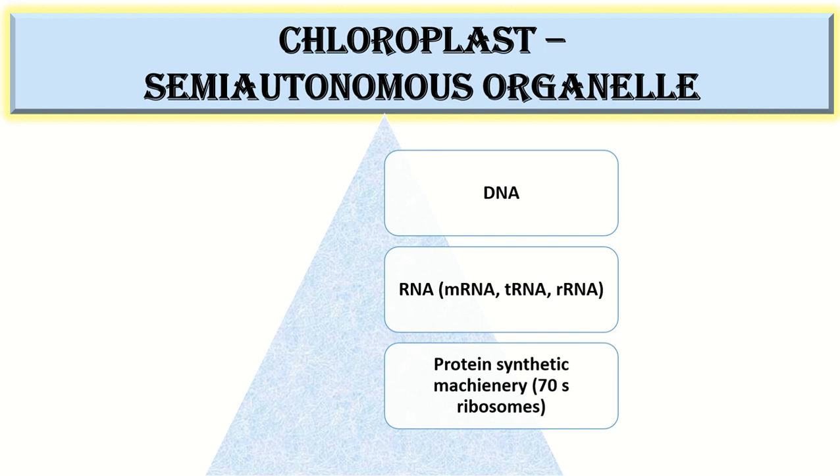Now, as we were discussing, chloroplast is a semi-autonomous organelle. Now, what does semi-autonomous imply? Semi-autonomous means what? It can perform majority of its vital functions by itself. It can work by itself. It has its own DNA, RNA and its protein synthetic machinery. The ribosome present in chloroplast is of 70S type.